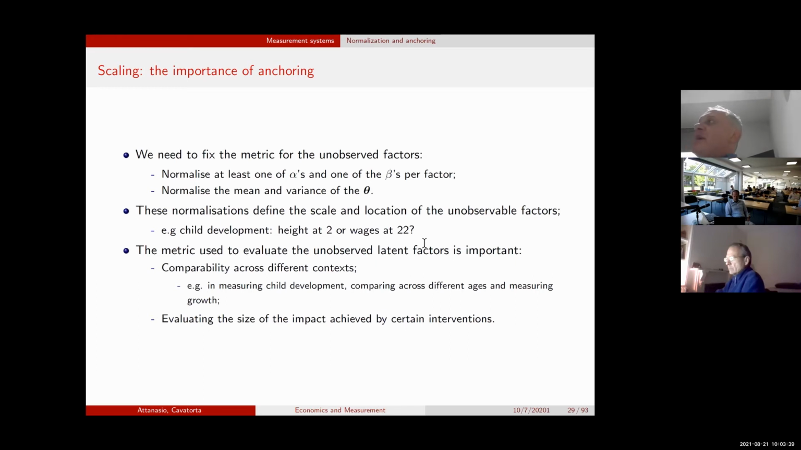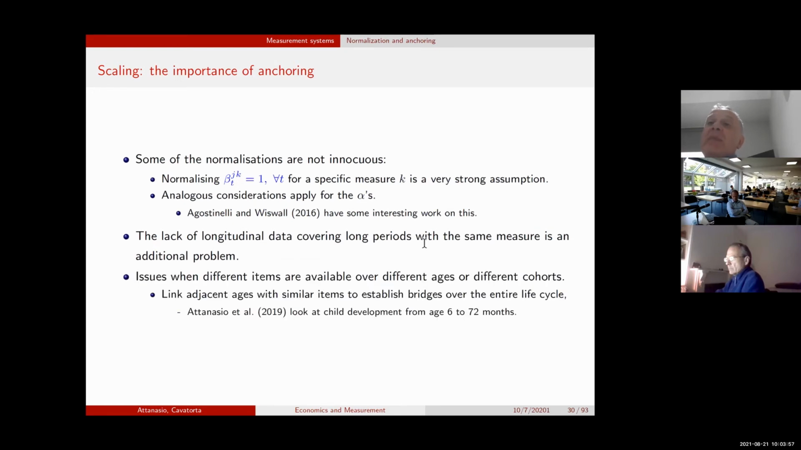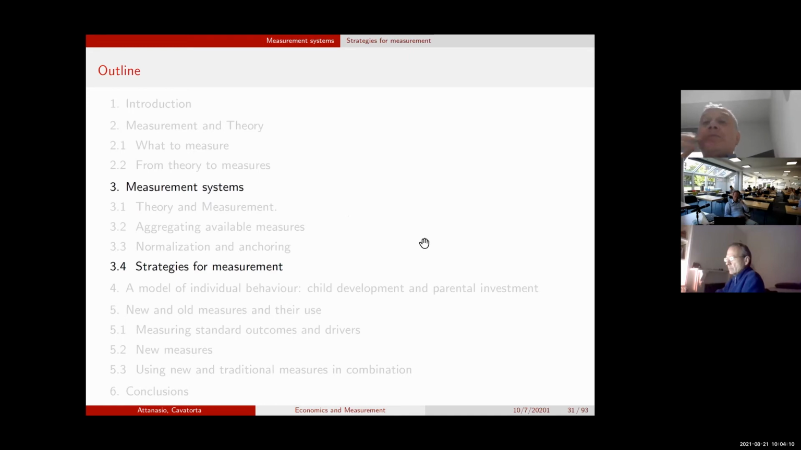My take is that sometimes that literature is a bit too narrow in the assumptions that are imposed, and one doesn't need to be so strict. There is some interesting work in economics. Agostinelli and Wiswall have done an interesting paper on that. I've done some work on a specific data set on how to link different ages between 6 and 72 months for children.